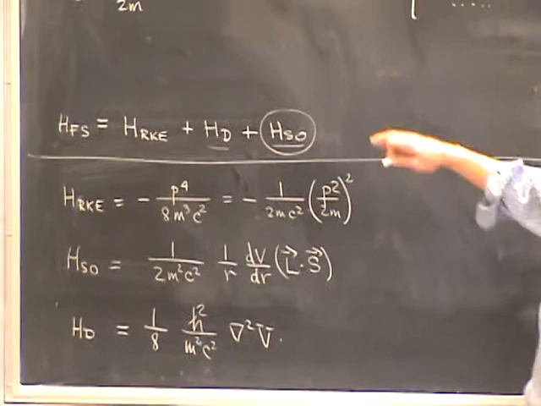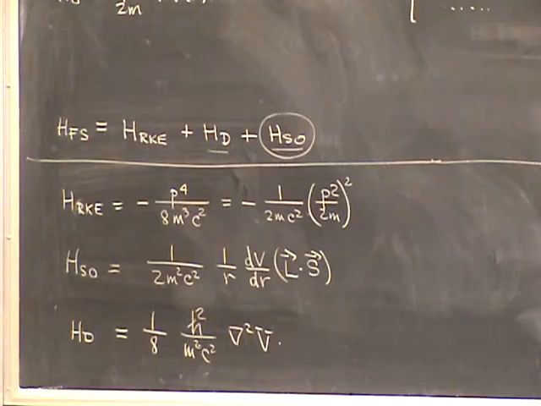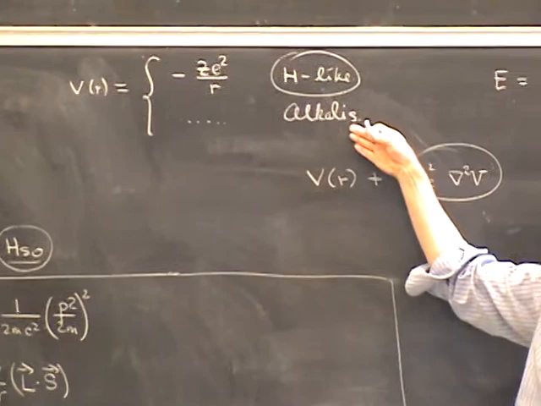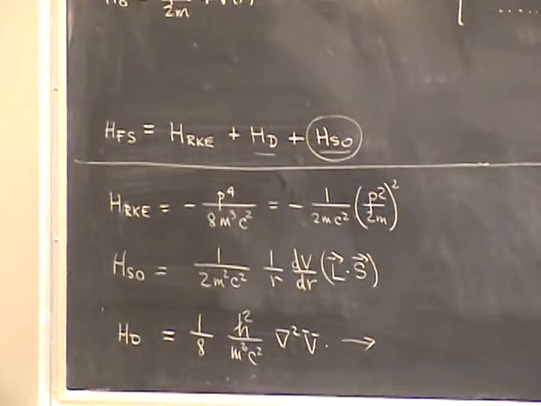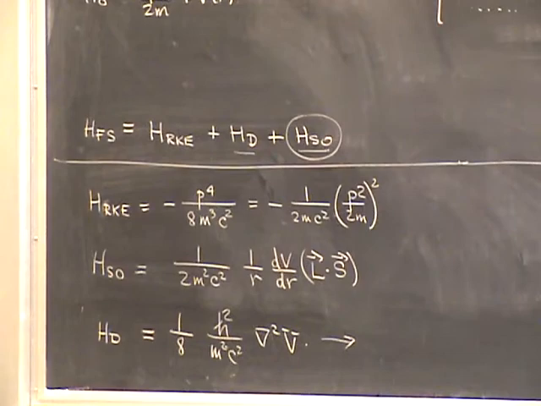I mentioned that we'll be talking about both hydrogen-like atoms and alkalis. Actually, what I'd really like to do is concentrate almost entirely on hydrogen-like atoms first, and when we're done with that, I'll come back and tell you about the alkalis. So, for the case of the hydrogen atom, let's specialize to the case where the potential has this H-like form, minus Z e squared over r.